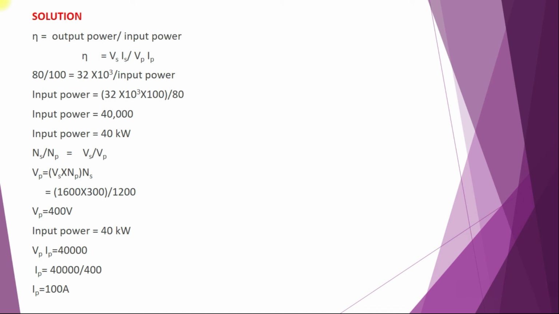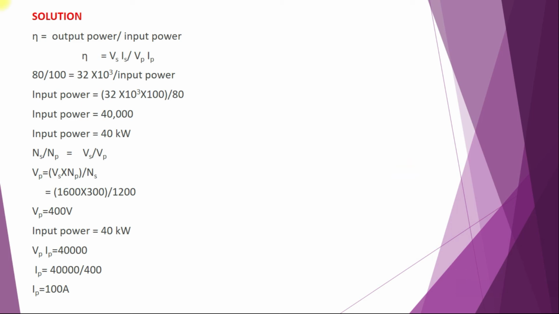So from this equation we can find the value of Vp. So Vp is equal to Vs into Np divided by Ns. So 1600 into 300 divided by 1200, which is equal to 400 volt. So the input power is equal to 40 kilowatt, which is equal to Vp Ip, which is equal to 40,000. So from this equation you get the value of Ip as 40,000 divided by 400, which is equal to 100 ampere.